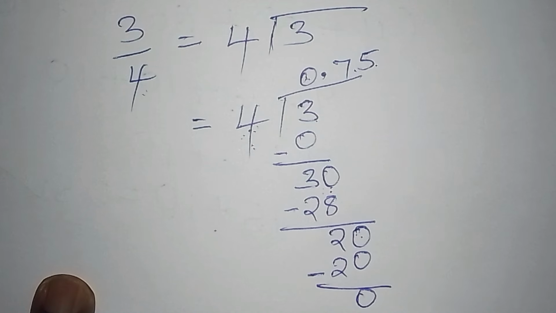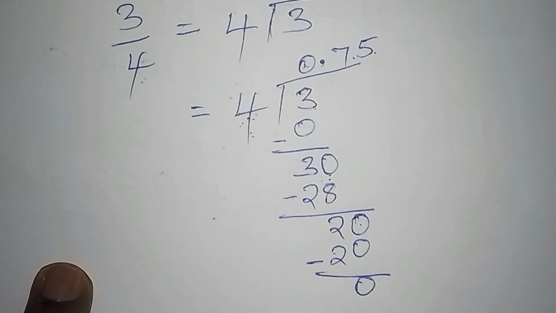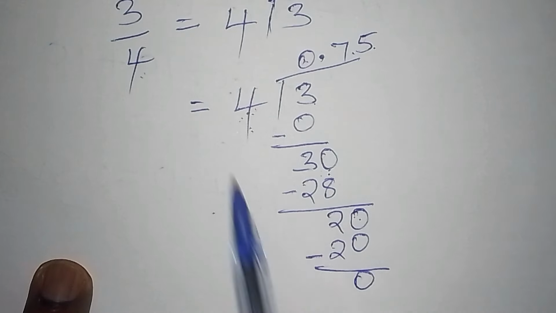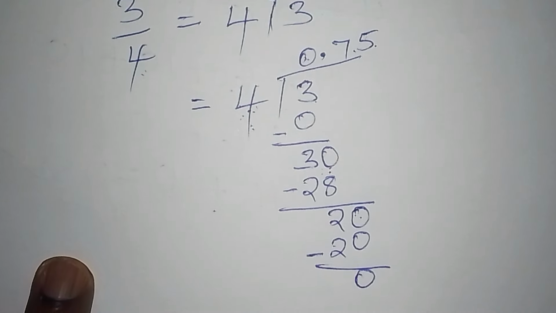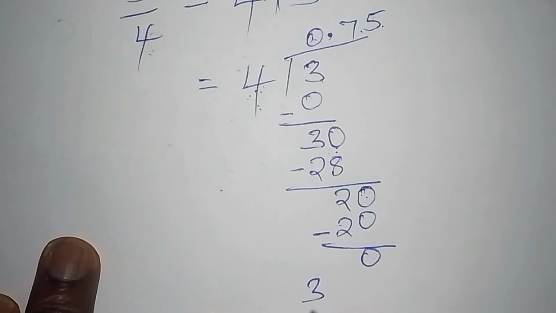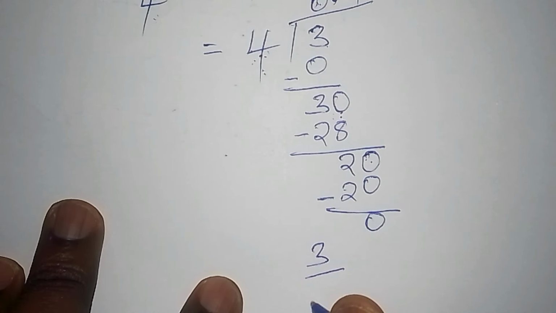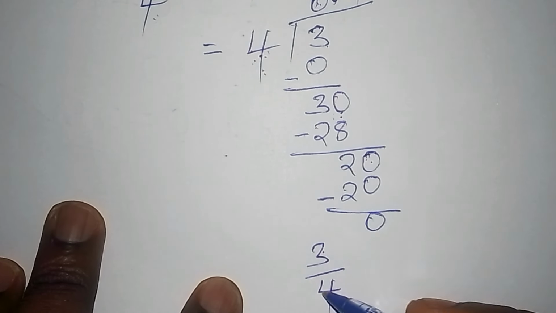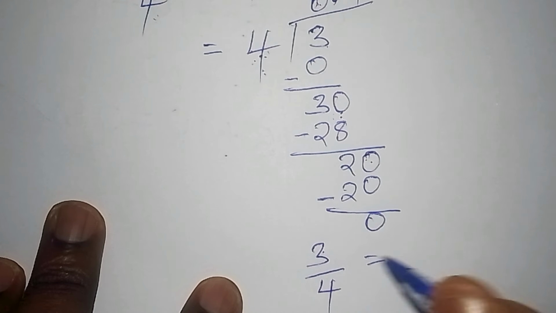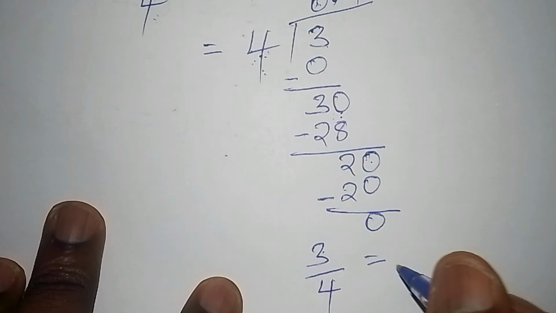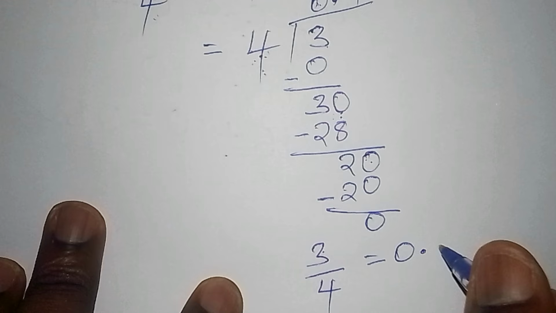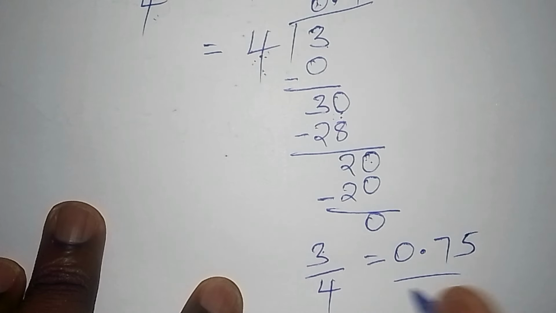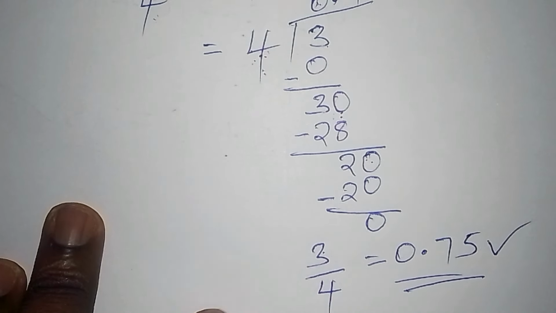Now, as we conclude, our fraction was 3/4. So when you change 3/4 from a fraction to a decimal, 3/4 into a decimal now becomes 0.75. So 0.75 now becomes the answer.